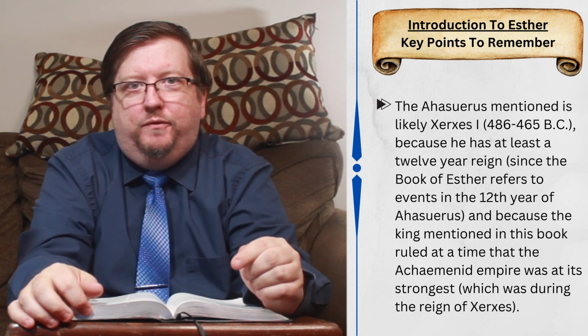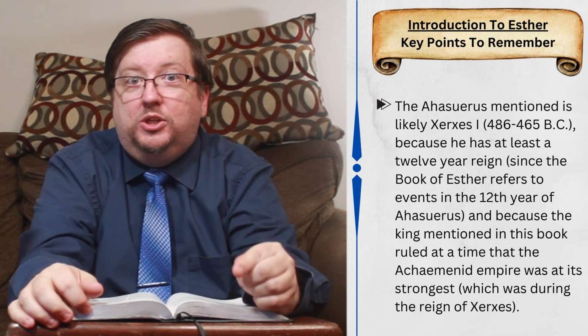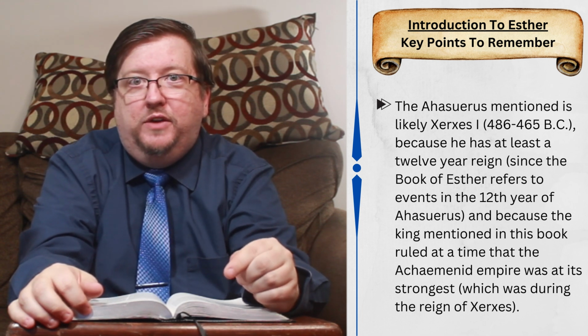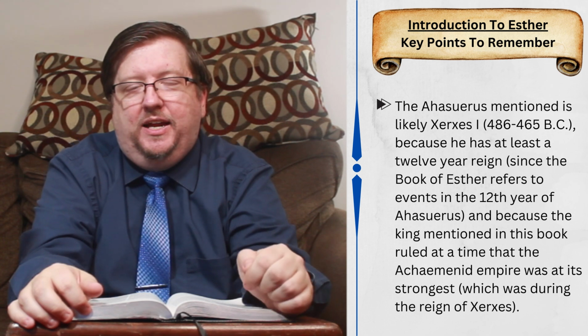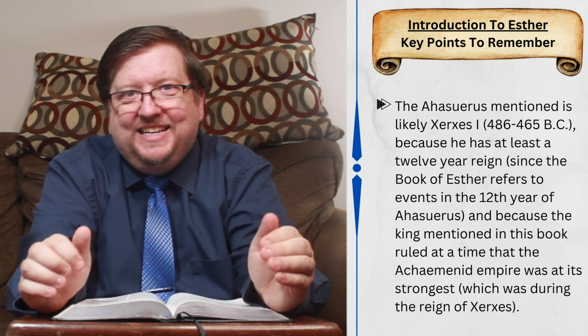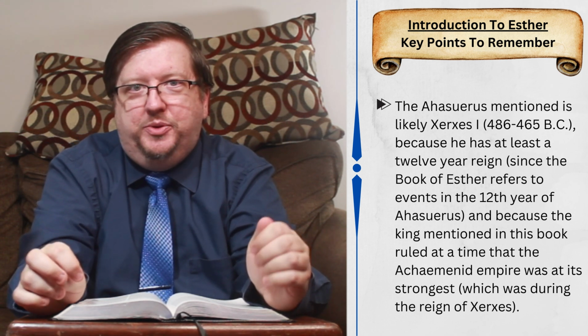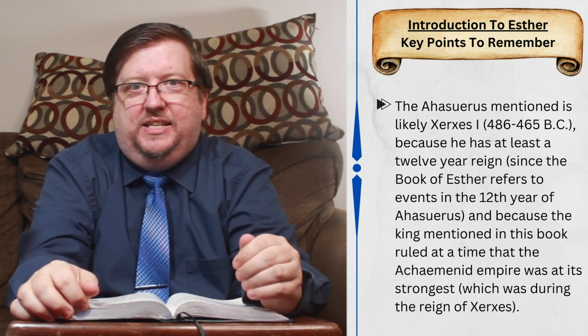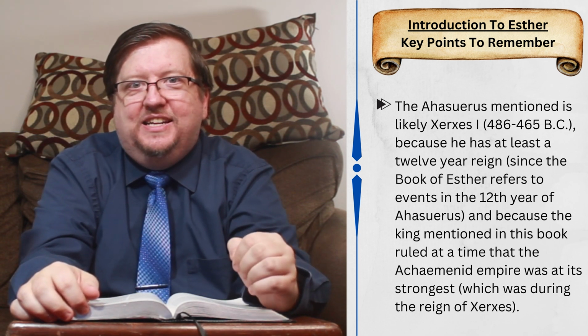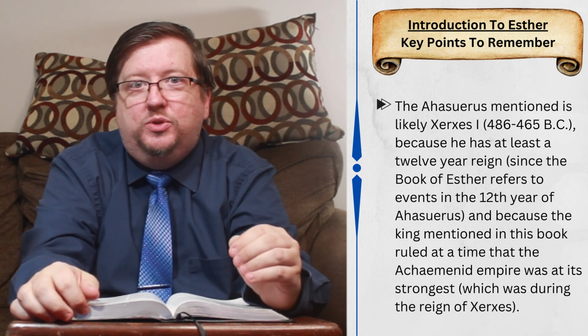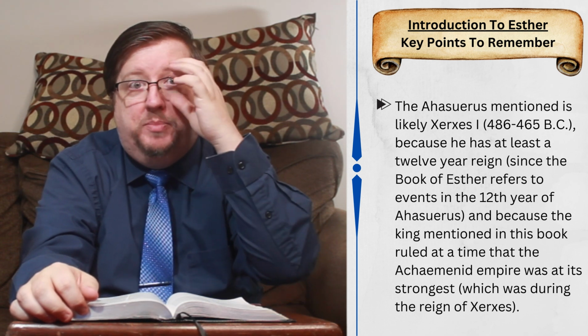Xerxes I reigned from 486 to 465 BC at the height of the Achaemenid Empire, while Darius II reigned from 423 to 405 BC near the beginning of its decline. And so, based on the power exhibited by Ahasuerus in this book and the extent of his territory, we can rule out Darius II too, leaving us with Xerxes I as the likely king of this book.